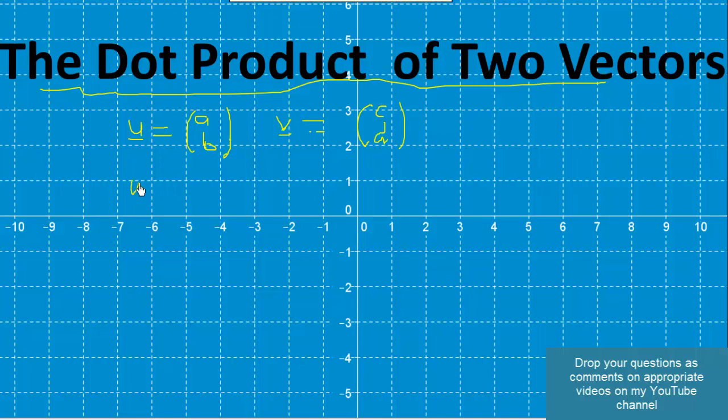Then let's say we have u. The magnitude of u is given by the square root of a squared plus b squared. Now let's square both sides to get the magnitude of u squared equal to a squared plus b squared. Now this is the same as u dot u, equal to a times a plus b times b.